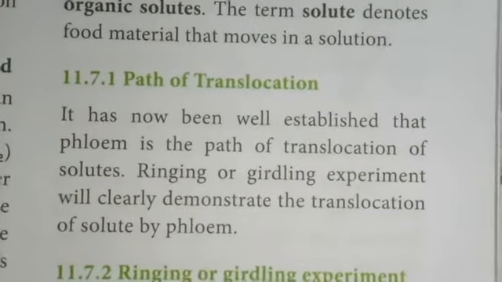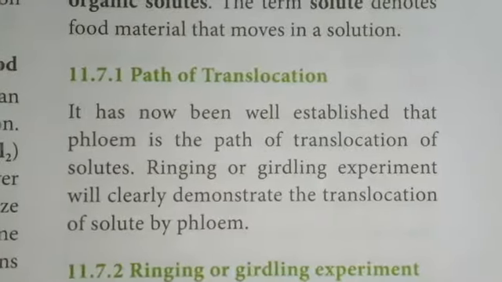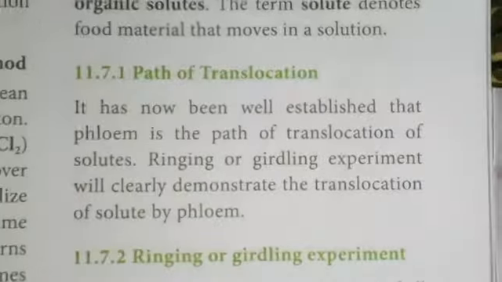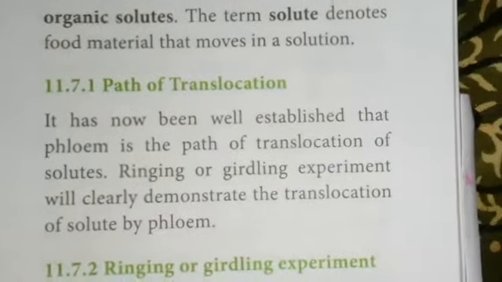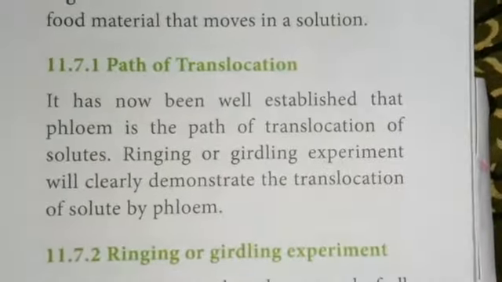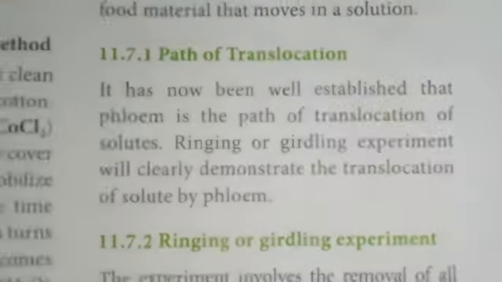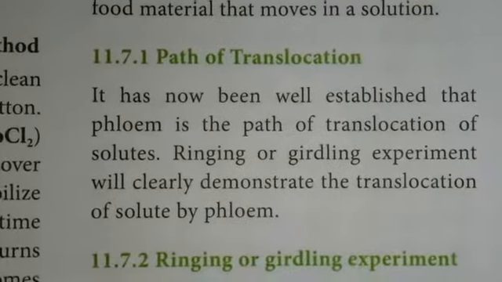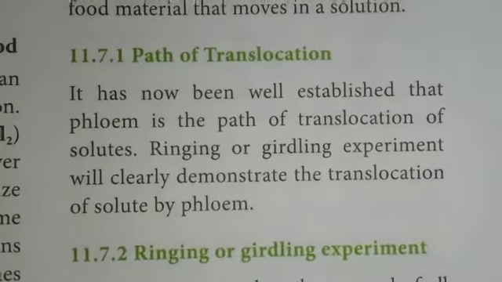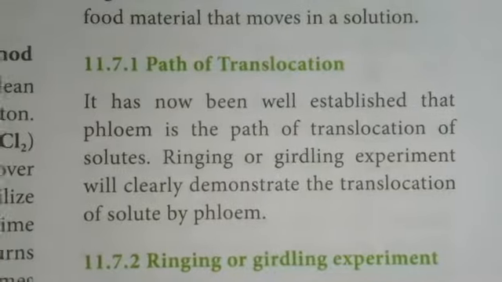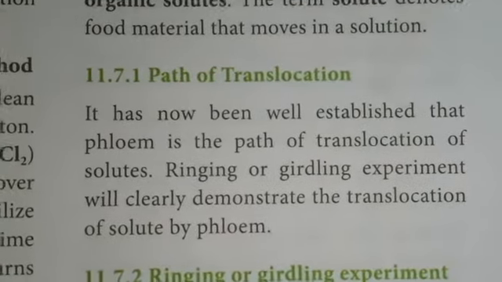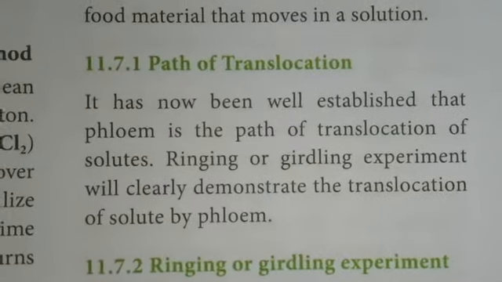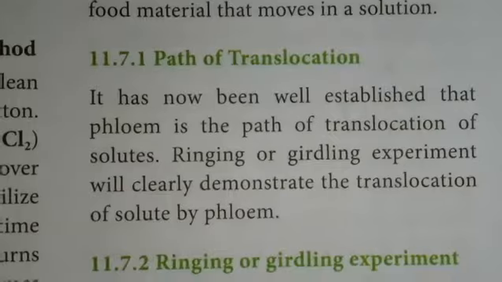The next topic, path of translocation. It has now been established that the phloem is essential for the translocation of food. So the phloem is the path of translocation of solutes. It is proved by an experiment called the ringing or girdling experiment. It clearly demonstrates that the food material is translocated by means of the phloem.